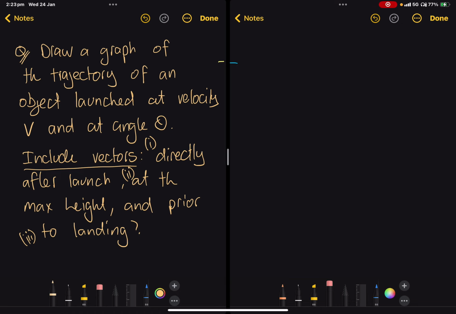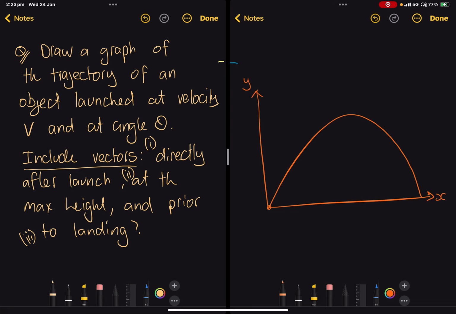So we're going to start by drawing our graph. We will launch the object from the origin. So the object will launch here. It will follow a parabolic trajectory, pretty much like so. That's not a bad graph. So this is the y-axis, this is the x-axis, this is the angle theta, and then this vector will have magnitude v. So it asks us directly after the launch, at the maximum height, and prior to landing for the vectors in x and the vectors in y.